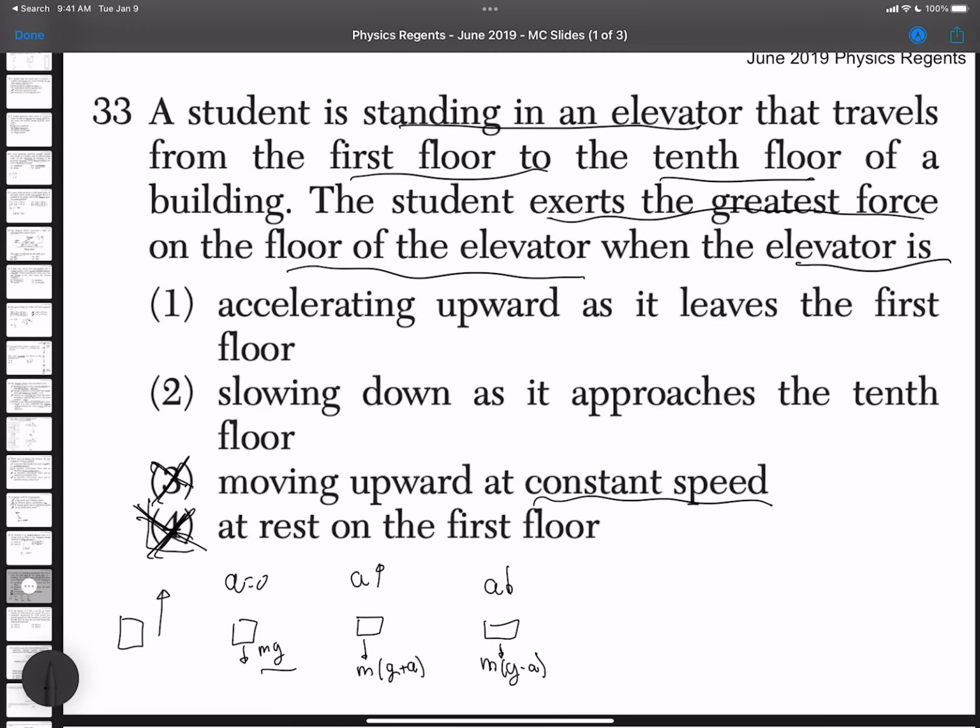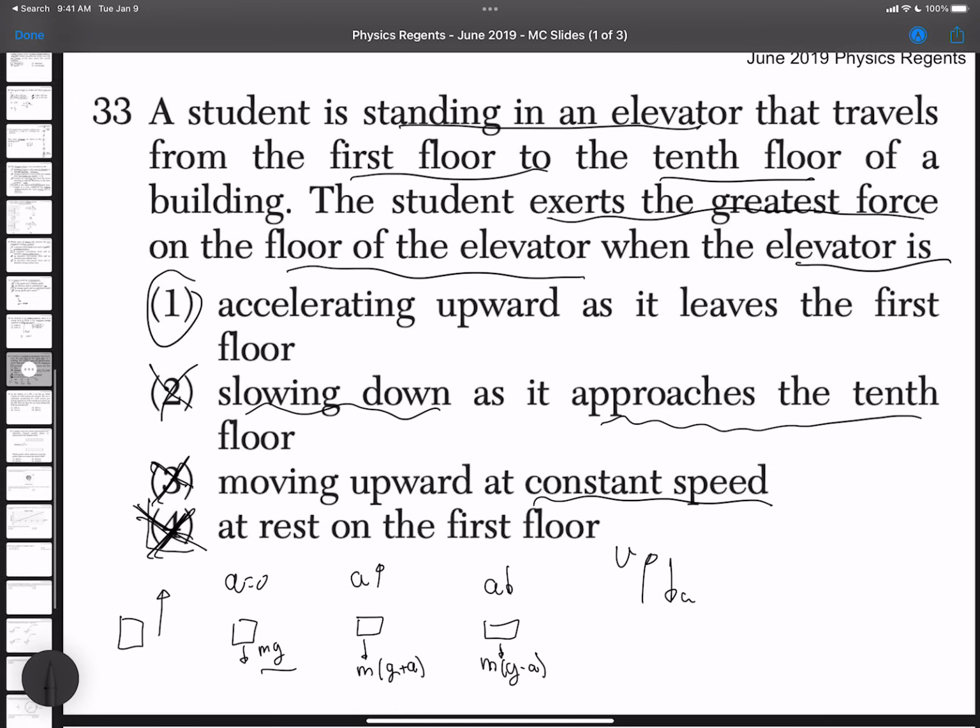For choice 2, we're slowing down as it approaches the 10th floor. That corresponds to an acceleration pointing downwards. Remember, to slow down, your speed and your acceleration need to be in opposite directions. And so this would be a smaller force than if you were just at rest or moving at a constant speed, which leaves us with answer choice 1, accelerating upwards as it leaves the first floor. And this is something you experience every day when you're riding the elevator. You feel that little bit of push down as your body adjusts to that larger acceleration.